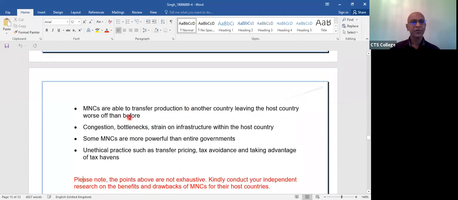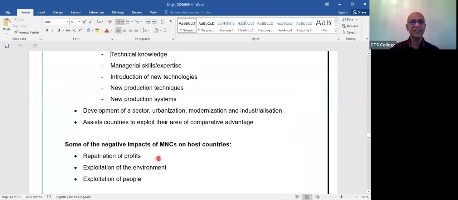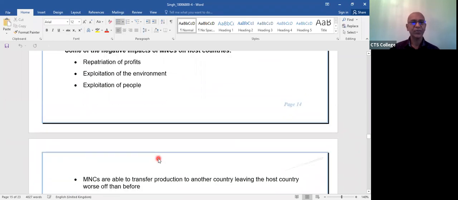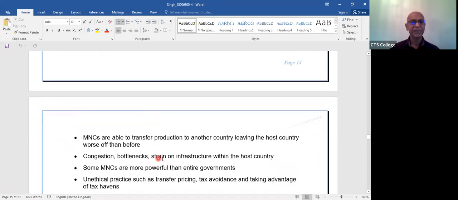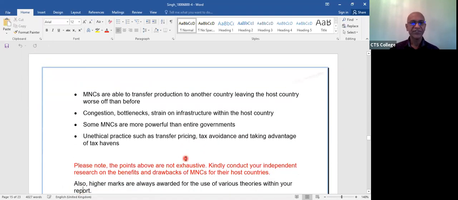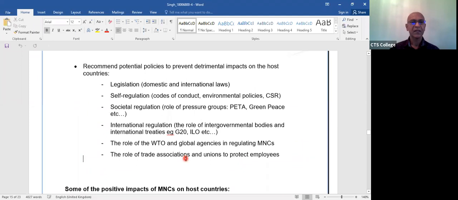Also, some of the detrimental effects of MNCs on their host countries involve repatriation, exploitation of people, the environment, the government, congestion, etc. This was also discussed at length last day, so we will not pursue any further discussion.